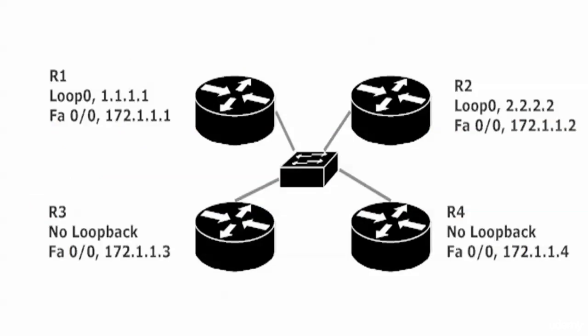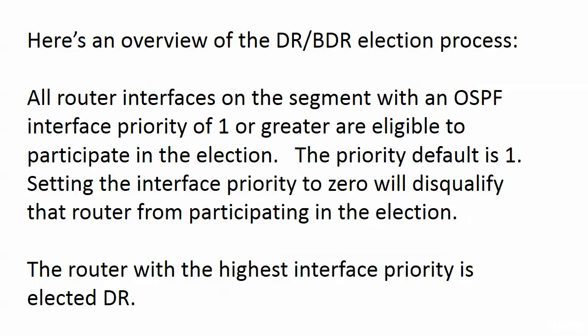And you might see something like this, where you would be asked, who's going to be the DR here? Who's going to be the BDR here? What are the OSPF router IDs? So you might want to write this one down. I'll show it to you again shortly without the switch. But again, we've got routers 1 and 2. They both have loopbacks. Routers 3 and 4 don't. So the RID choice may be a little limited there on 3 and 4. But let's take a look at these rules.